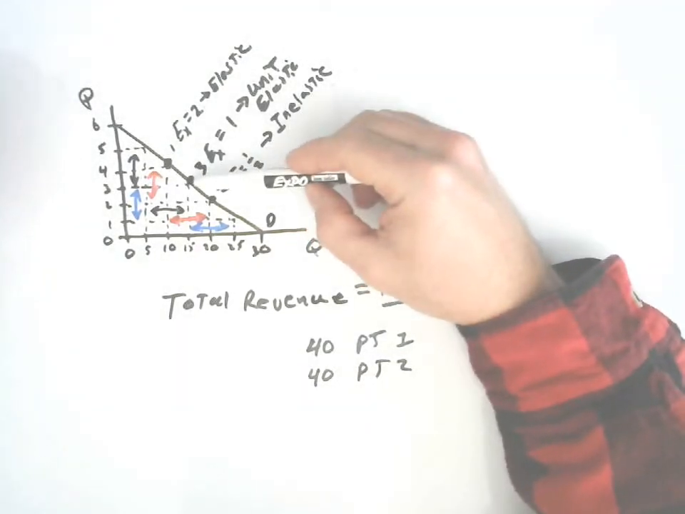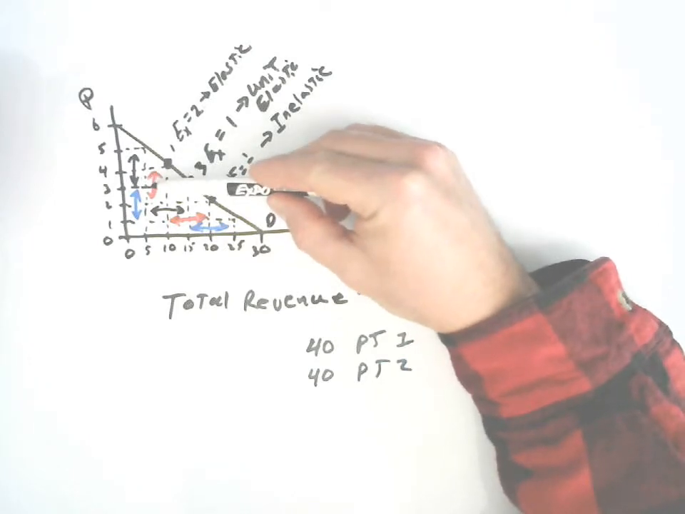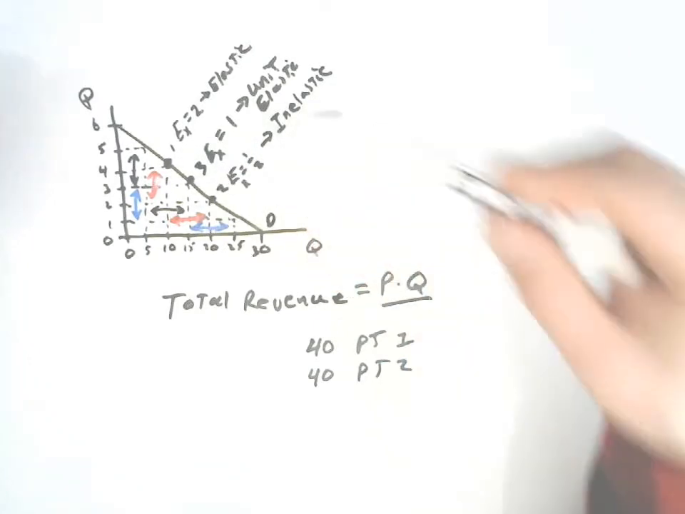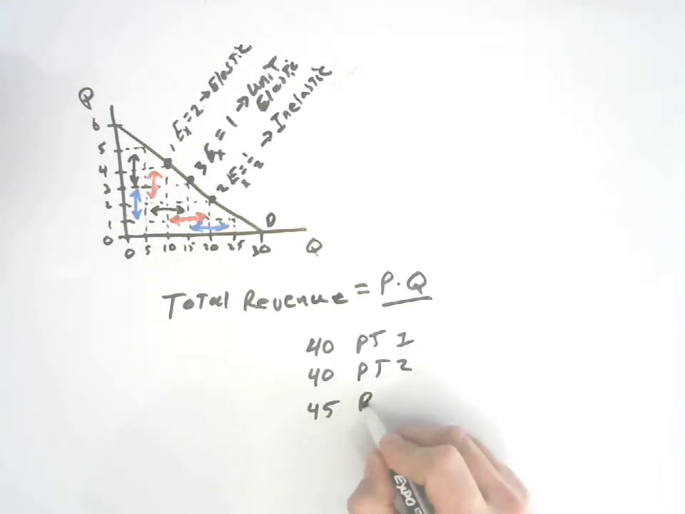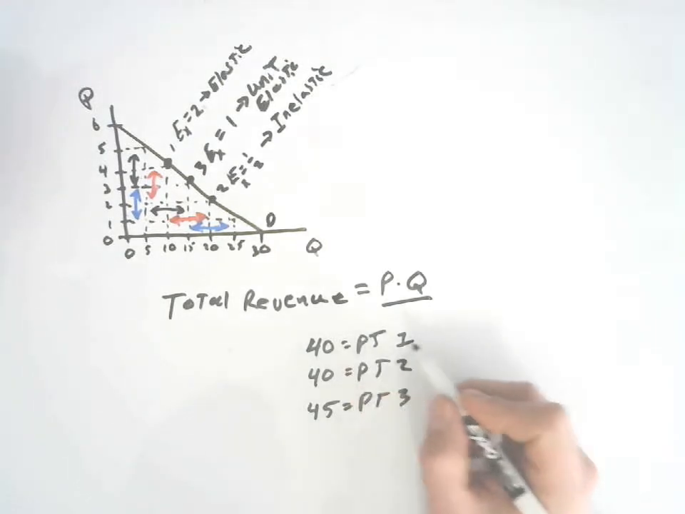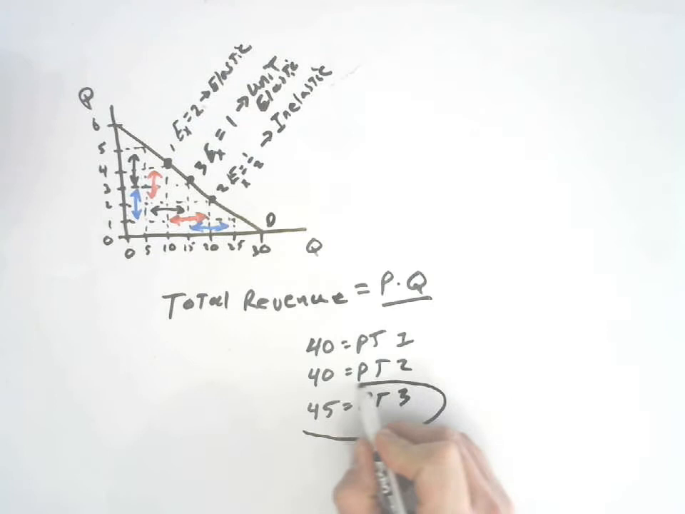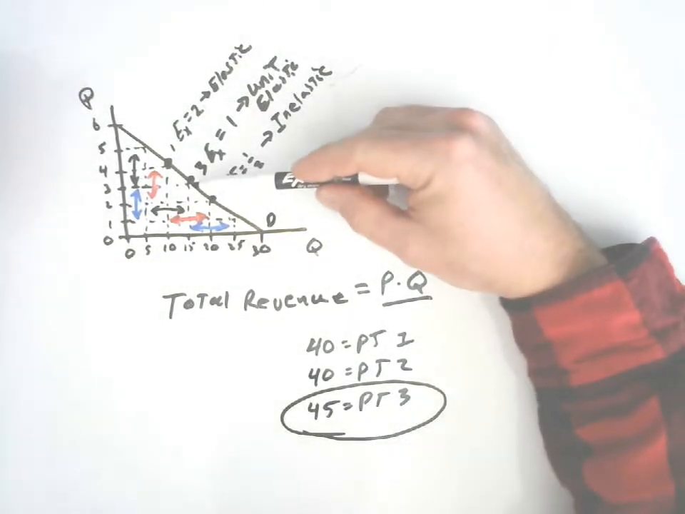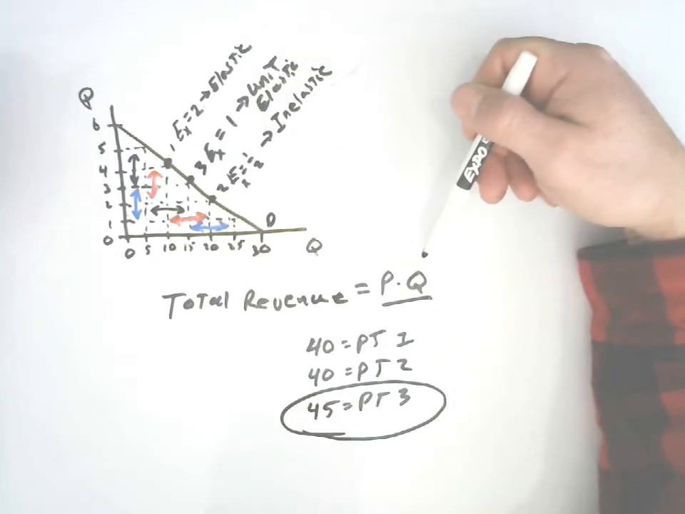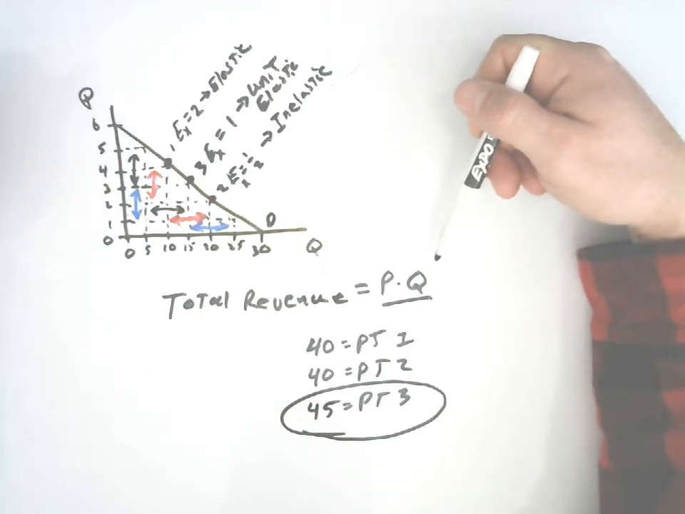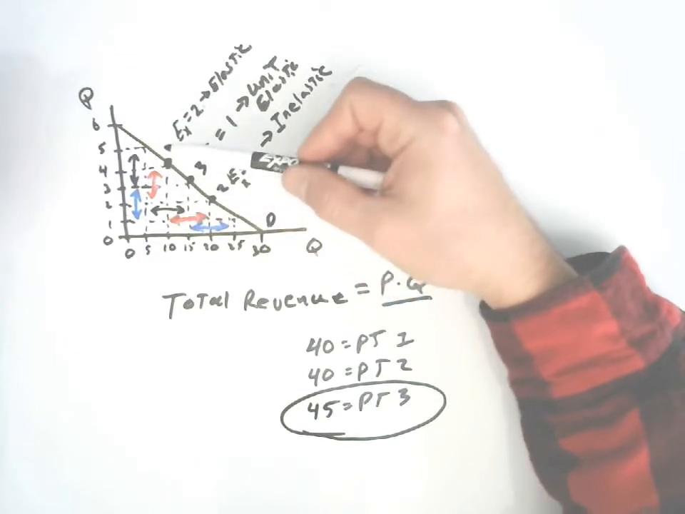At point 3, however, that is a price of 3 and a quantity demanded of 15. So P times Q at point 3 is actually equal to 45. In other words, if I price my product at a price of 3 and I sell 15 units, I'm stuffing as much cash into the cash register as I can. I can't fill the cash register any more by pricing the product at any other price.